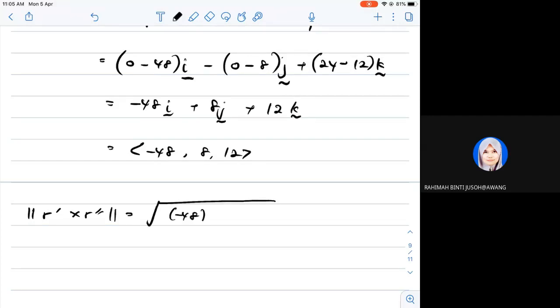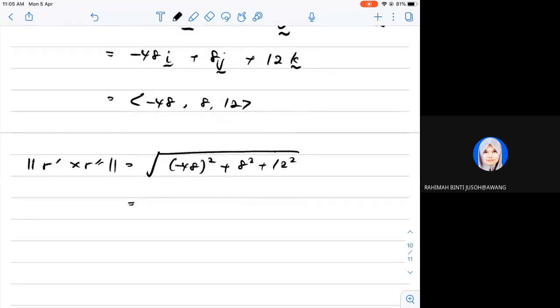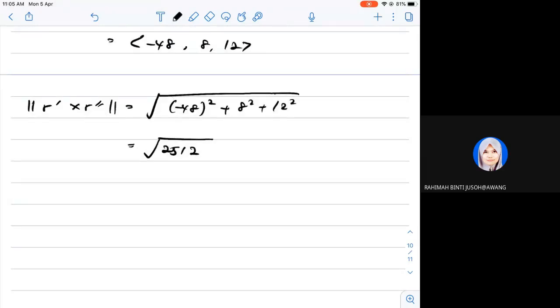Negative 48. Did you have your calculator with you right now? So please calculate this. 12 squared. So we will have, berapa ni guys? Square root of? Berapa ribu? Saya rasa ribu-ribu ni. Berapa? 2512. Okay. 2512. Okay, thank you very much.